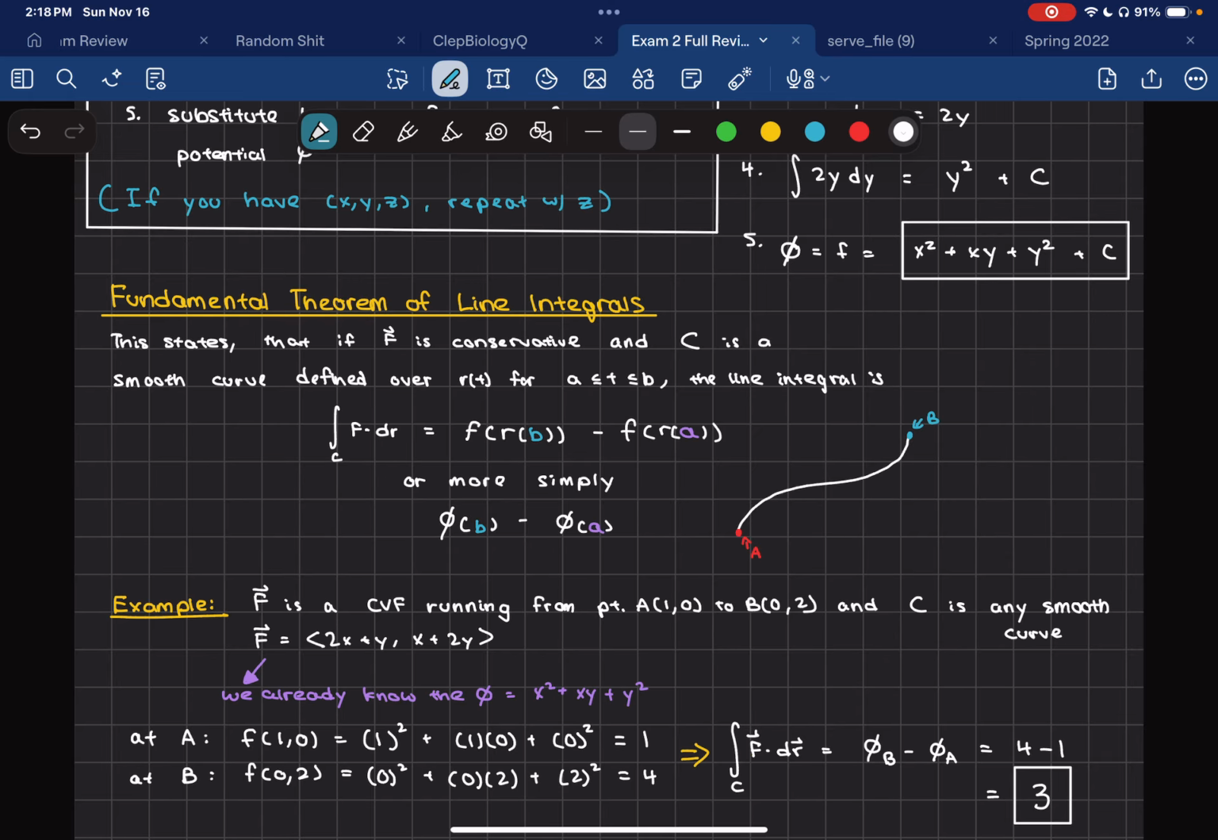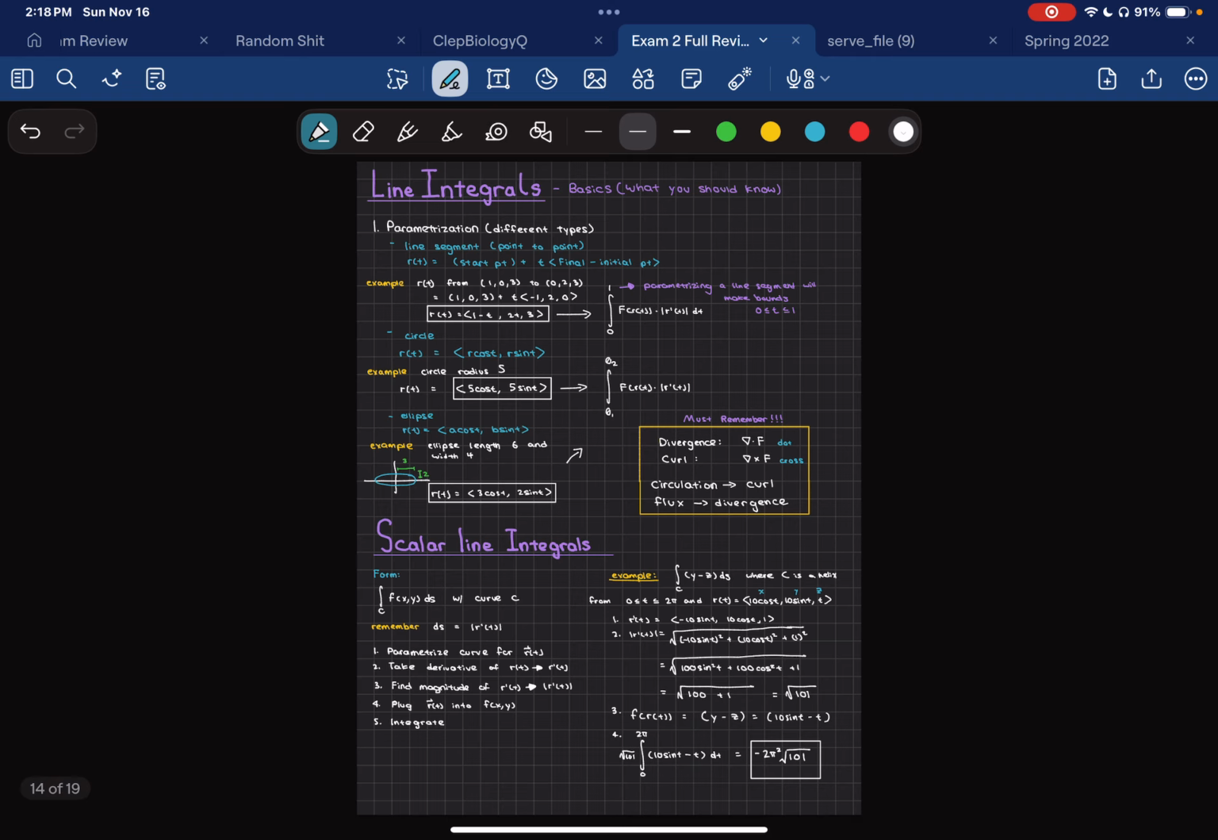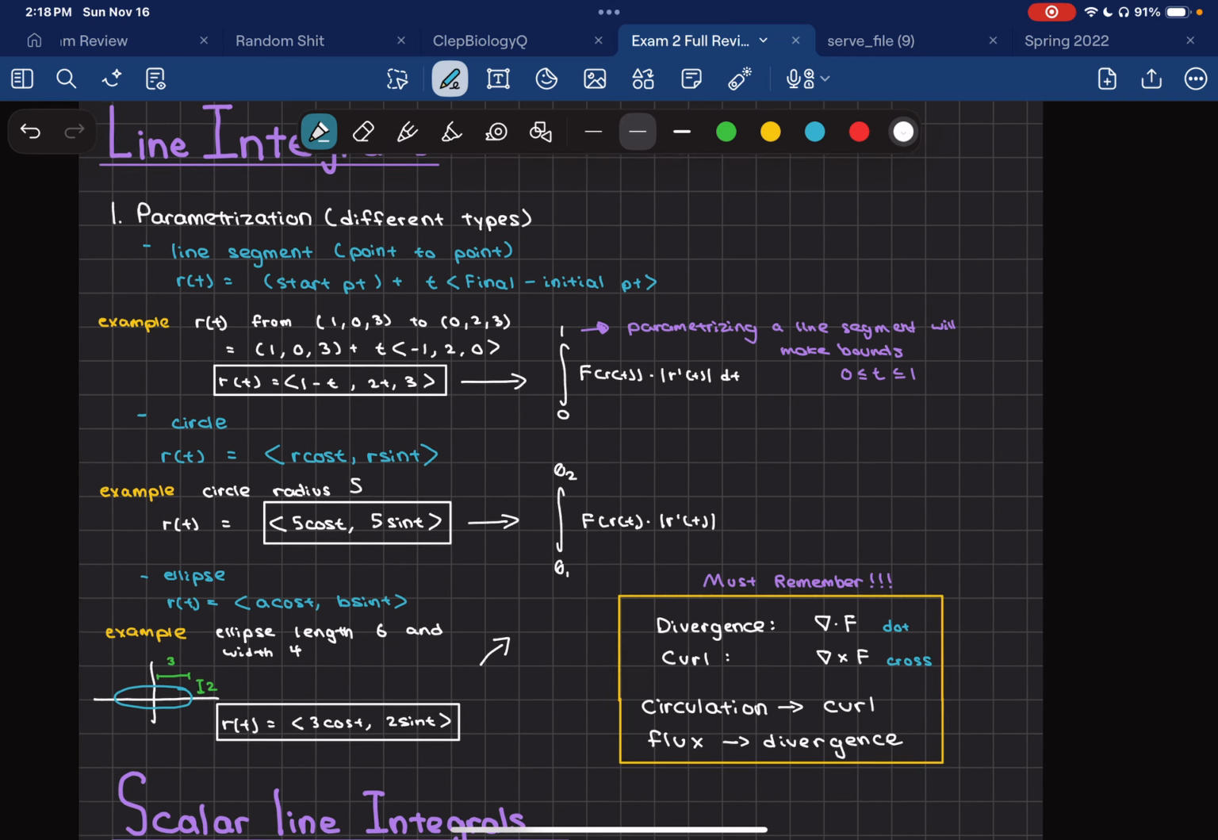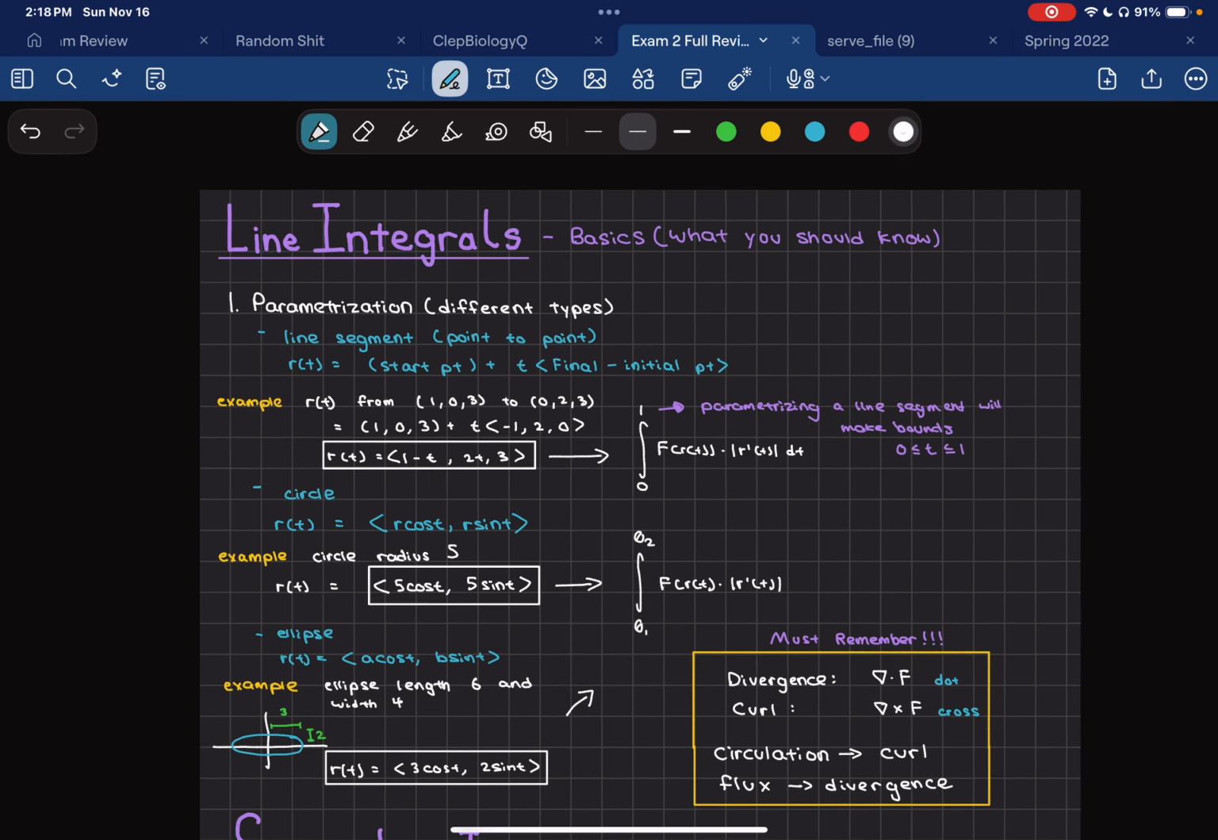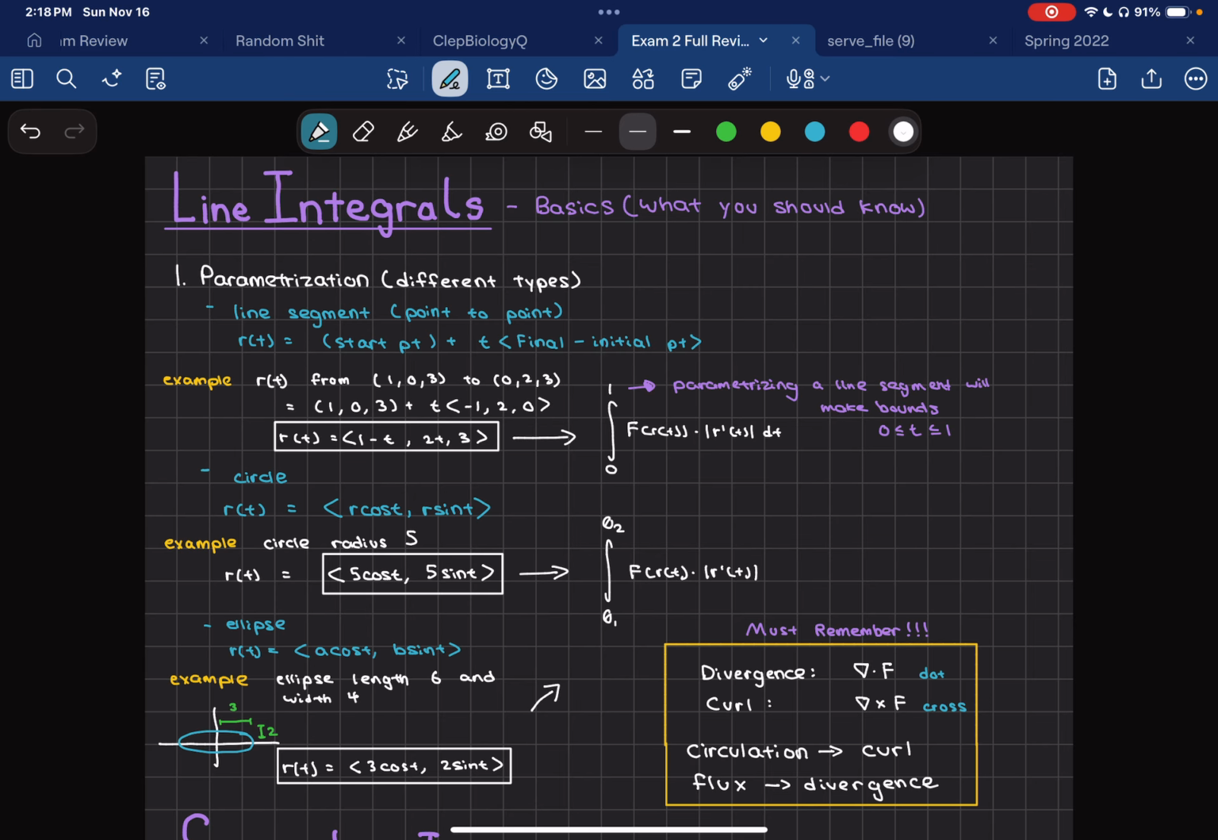Okay, so line integrals. Here are the basics that you should know. Parameterization. There are many different types, but here are the ones that I thought you should know the most. Here's how to do a line segment parameterization. So that's your start point plus t times the vector of your final point minus your start point. Here's an example of it.